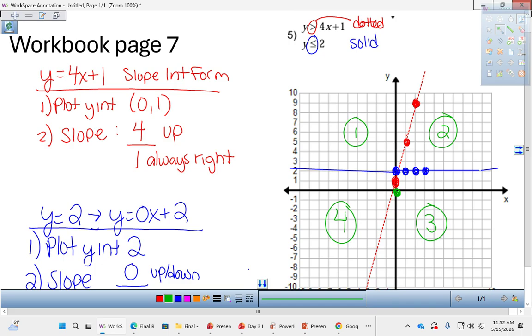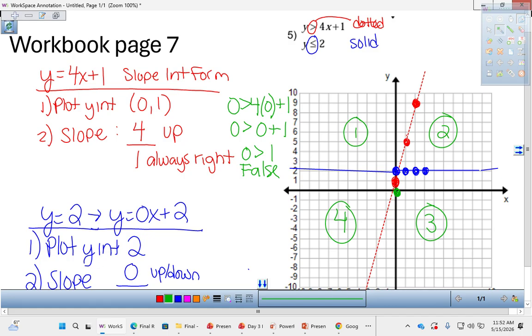So when I'm testing it on the red line, I'm going to plug 0 in for the y. I'll keep the inequality the same. 4, 0 in for the x, plus 1. So I end up with 0 is greater than 4 times 0 plus 1. 0 is greater than 1. Well, that's not true. So here's what that tells me about my red graph.